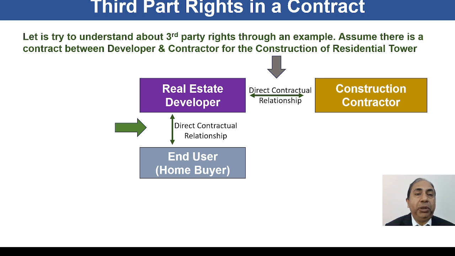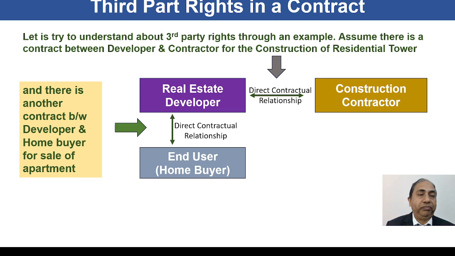Assume there is a contract between developer and contractor for the construction of residential tower. So here we are having real estate developer and here we are having construction contractor. Both of them have signed a contract where construction contractor is responsible for the construction of residential tower for the real estate developer. And assume there is another contract between developer and home buyer for the sale of apartments. So here we are having real estate developer and here we are having home buyer. Both of them had signed a contract for the sale of apartment.